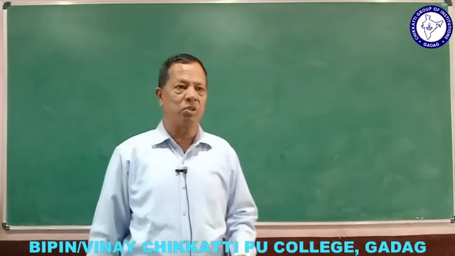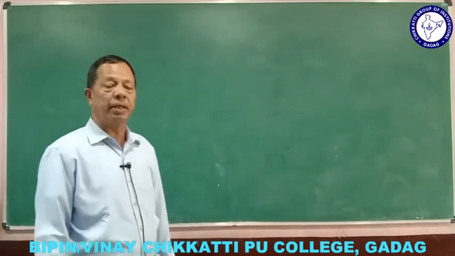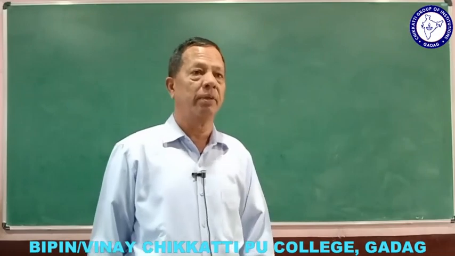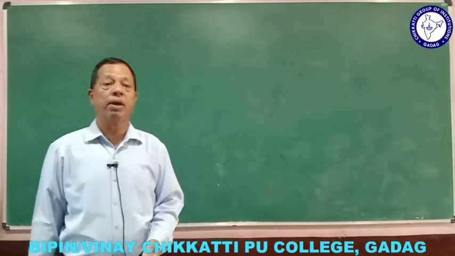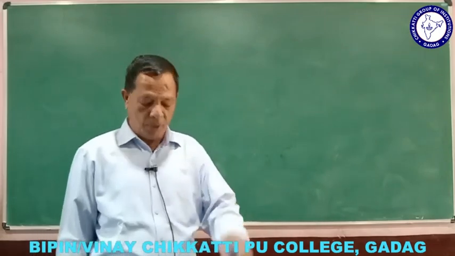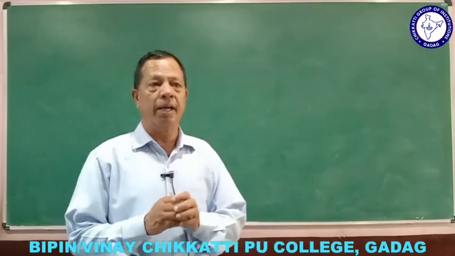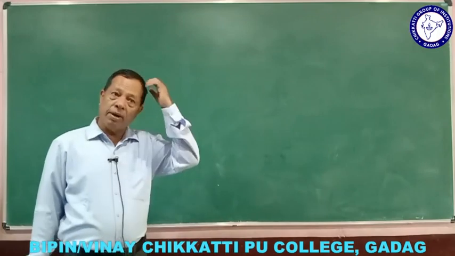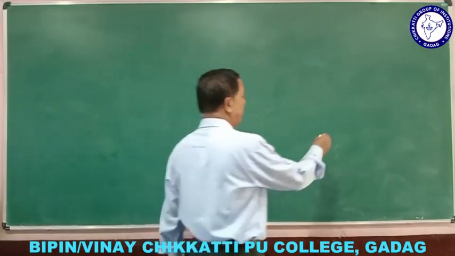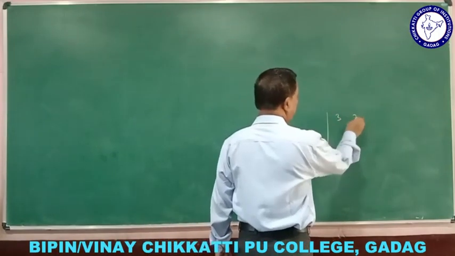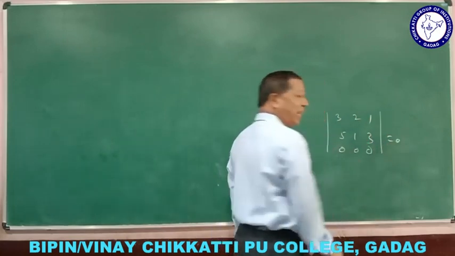Very simple properties I am explaining first. Suppose you go for any determinant. In a determinant, if any 2 rows are identical or 2 columns are identical, the value of the determinant is 0. I told you, 2 rows or 2 columns are identical. Identical means what? The same. And the value of the determinant is 0. And one more case is there. Suppose you have 3, 2, 1, 5, 1, 3, 0, 0, 0. Its value is also 0. You expand it.